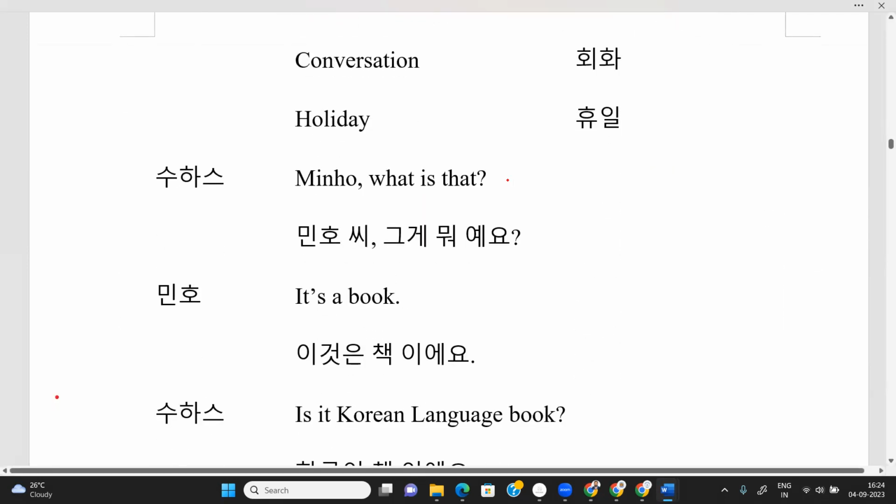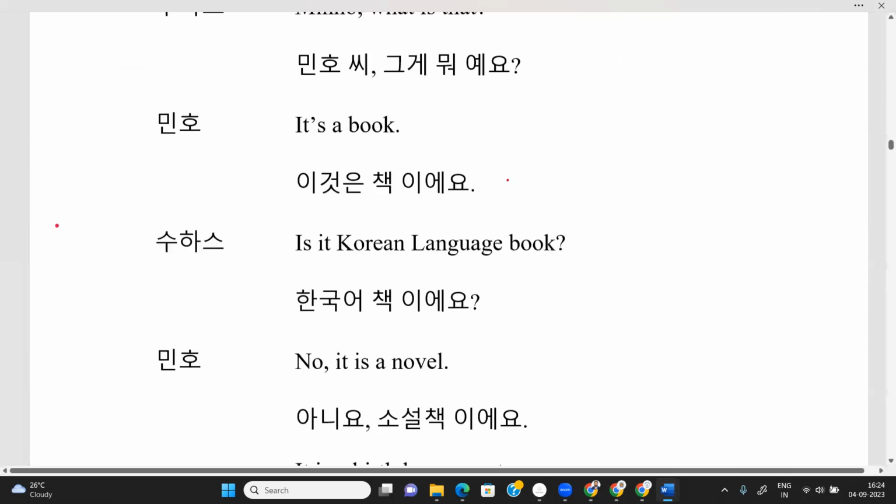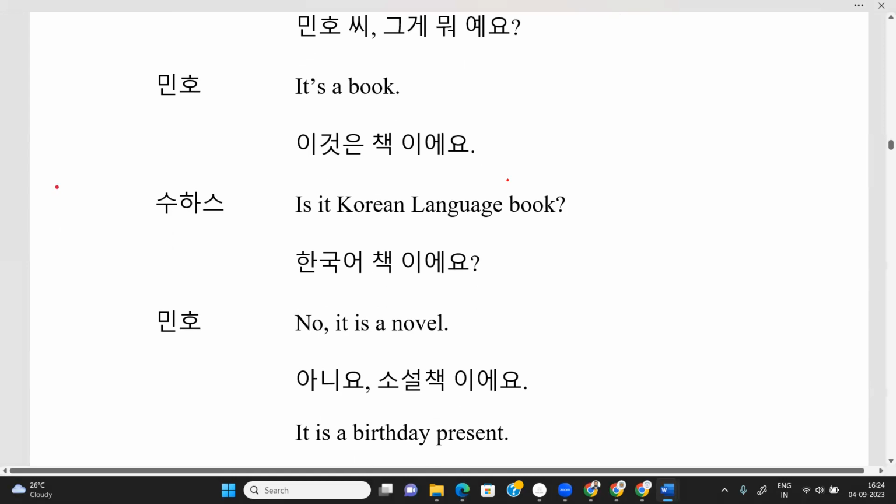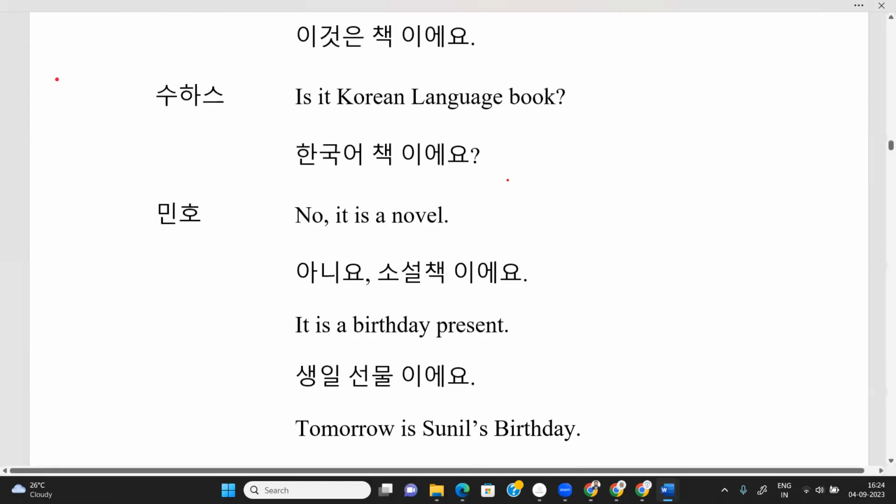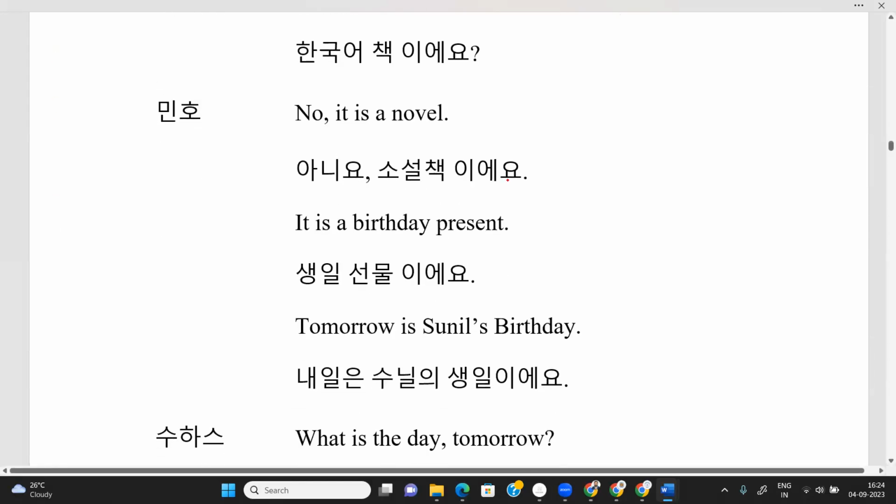Conversation. 회화. Holiday, 휴일. Suhas: Mino, what is that? Mino 씨, 그게 뭐예요? Mino: It's a book. 이것은 책이에요. Suhas: Is it a Korean language book? 한국어 책이에요? Mino: 아니요. No, it is a novel. 아니요, 소설책이에요. It is a birthday present. 생일 선물이에요. Tomorrow is Sunil's birthday. 내일은 수닐의 생일이에요.